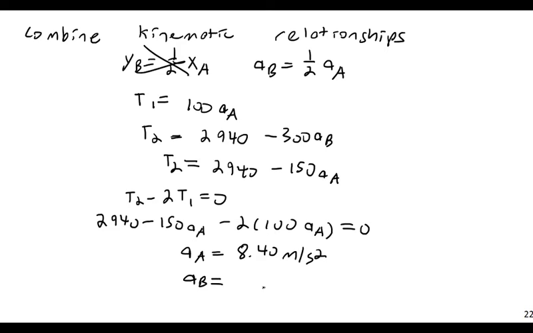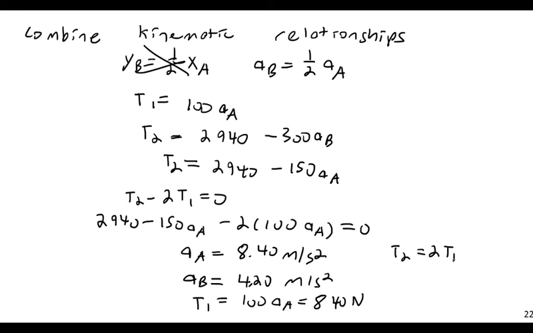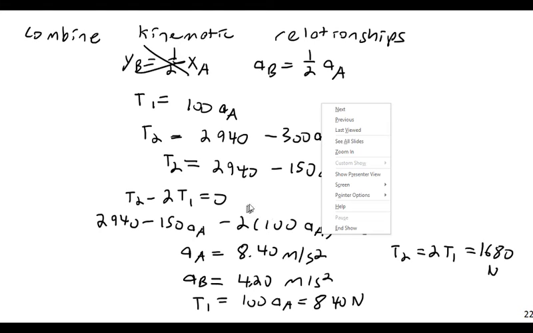aB, you just take this and divide by 2. It's going to be 4.20 meters per second squared. T1 is simply plug and chug. It's going to be 100 times aA, or 840 newtons. And then T2 equals 2T1, or simply 1680 newtons.